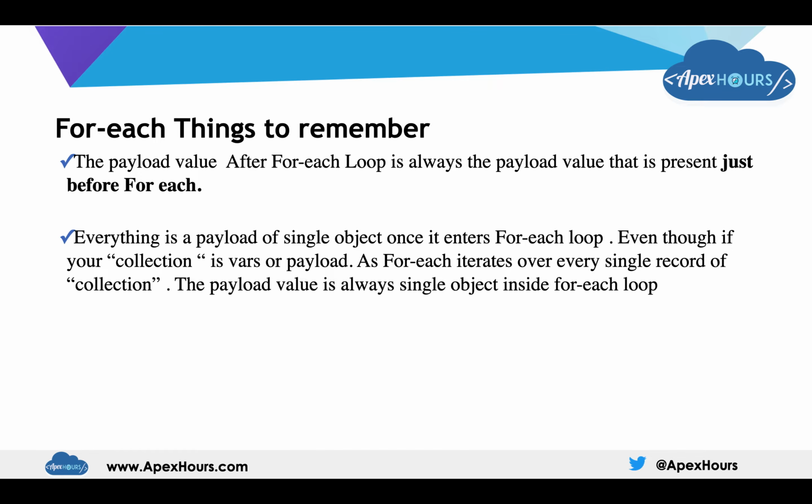Next, everything is a payload of single object once it enters the for each loop. Again, we will be seeing these things in the hands-on. It will be more understandable. Once it enters, whatever payload you have, for example, array of objects with name and ID, once it enters into for each loop, everything is a single object there, because it is for each, right? Even if your collection is a variable or payload, as for each iterates over every single record of the collection, the value is always the single object. That thing you have to remember.